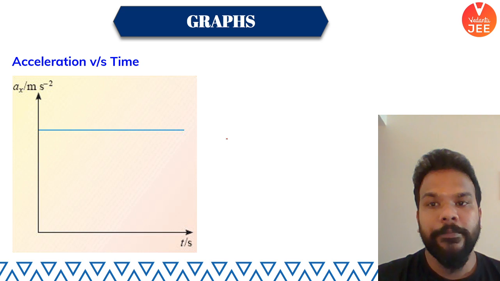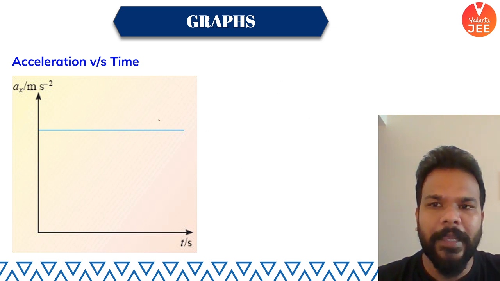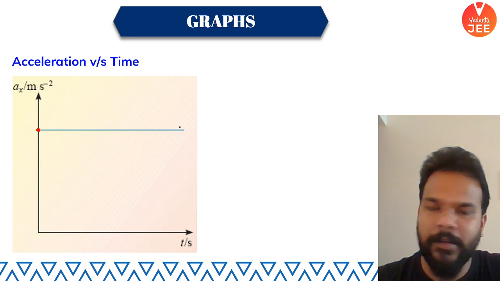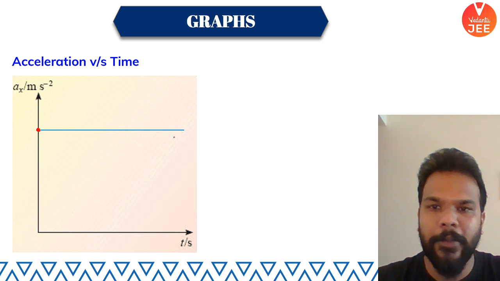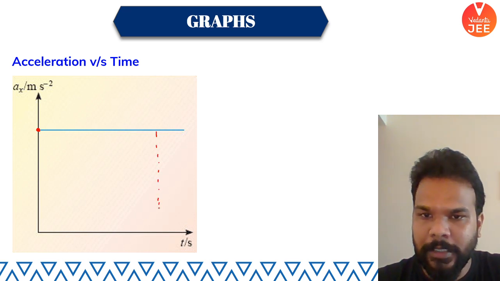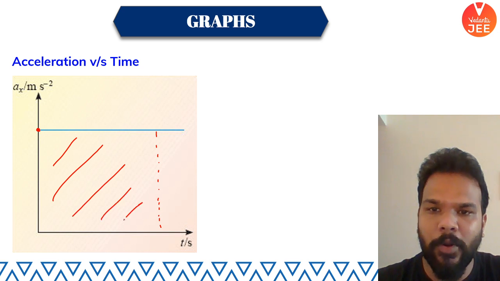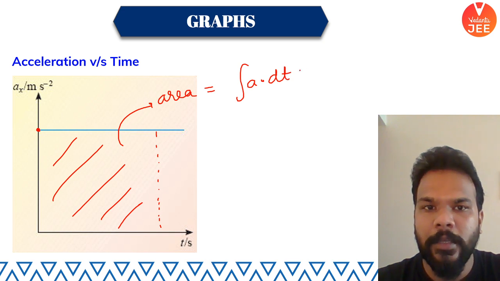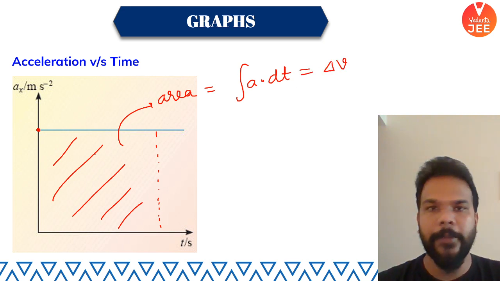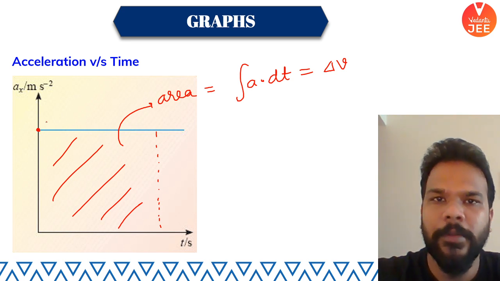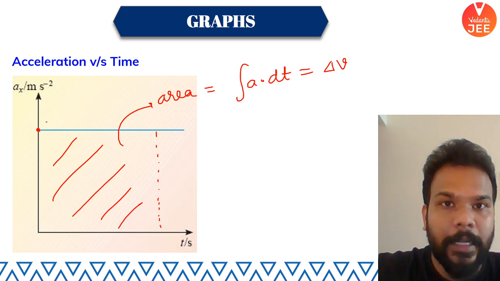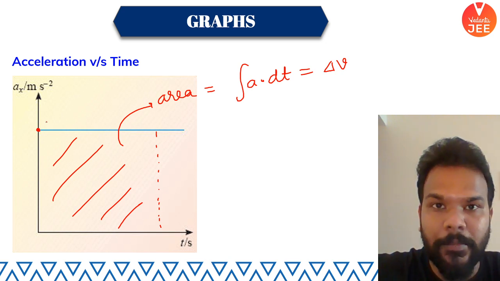Okay. Now this one is a very simple one, because it is uniformly accelerated motion, so obviously the acceleration will be constant. So the graph that you are getting is basically a straight line parallel to the x-axis, and on this, if you try to find out the area bounded by the graph, then the area is going to be the integral of a dt, which is going to give you the change in velocity. Okay, not a very useful graph in general, but still keep in mind the fact that the area bounded by the acceleration time graph is going to give you the change in velocity. Okay, cool.